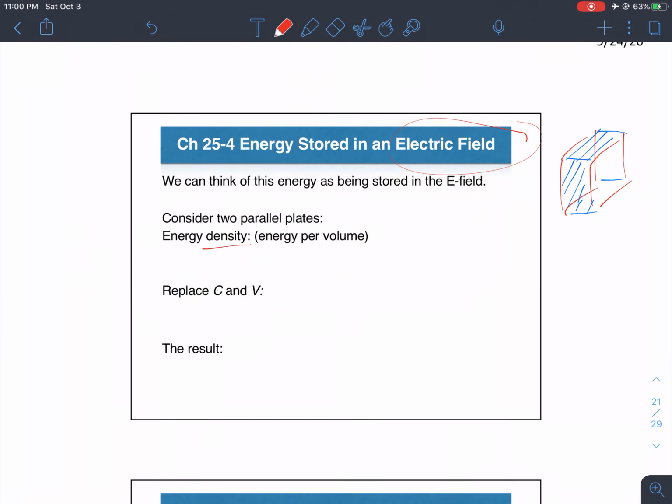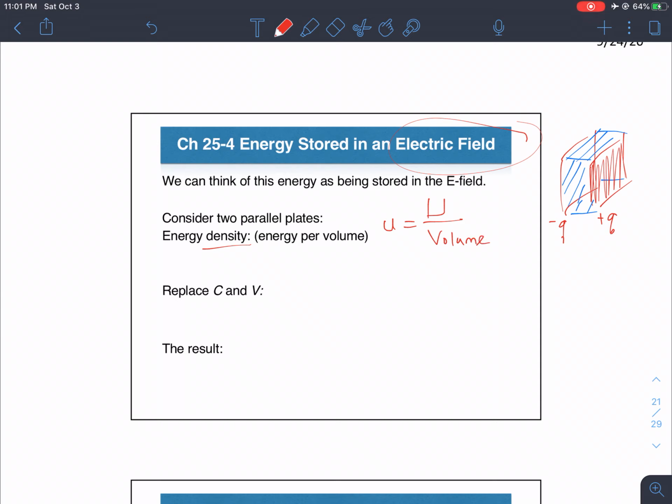And again, let's say this is the negative Q plate and this is the positive Q plate. Those are the plates that form the capacitor. Okay, so since the energy density is energy per volume, we are going to show the energy density as a small case u, and it is equal to the energy over, again, the volume.